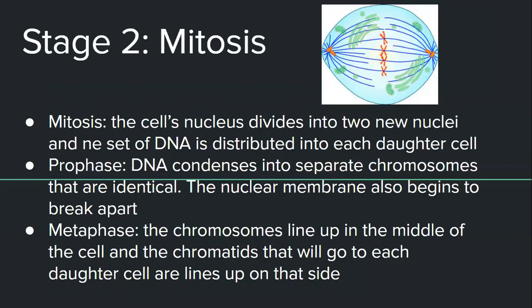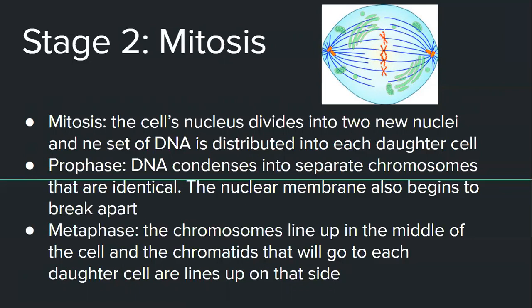Mitosis. Once interphase ends, the second stage of the cell cycle begins. During mitosis, the cell's nucleus is going to divide into two nuclei. Scientists divide mitosis into 4 specific parts, though. They're called prophase, metaphase, anaphase, and telophase. During prophase, DNA is going to be condensing into separate chromosomes.